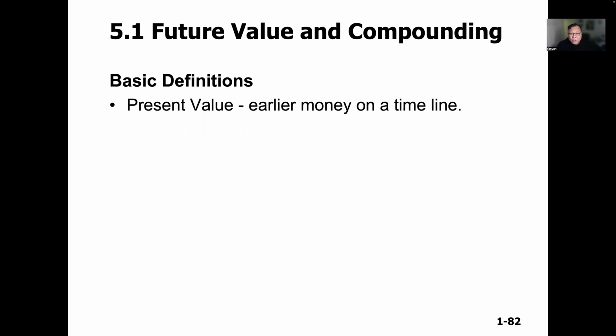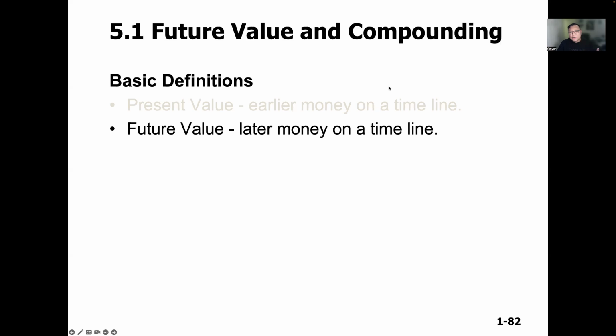So present value, what do we mean by present value? Basically, if you draw a timeline, the present value would be the early money. Whatever money you have now, the value of that is the present value. You are not thinking about the value in 10 years. That will be the future value. So the future value will be the later money on a timeline.